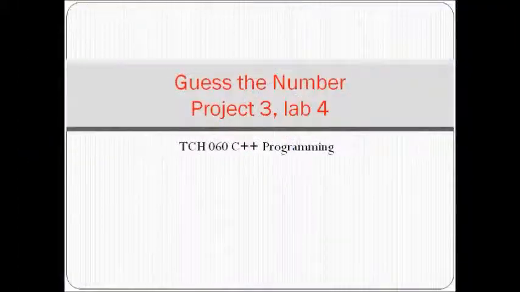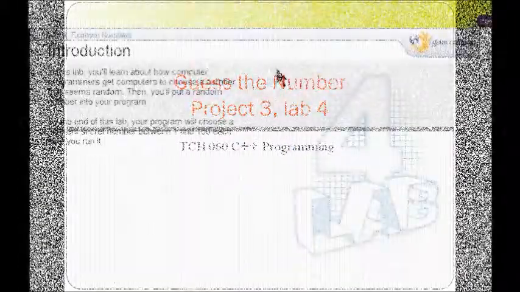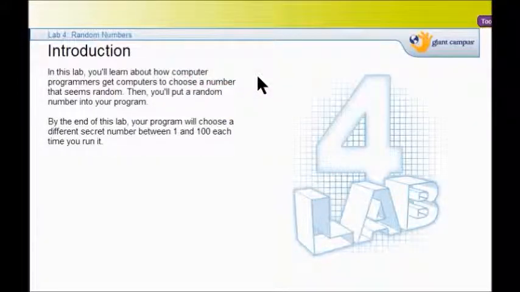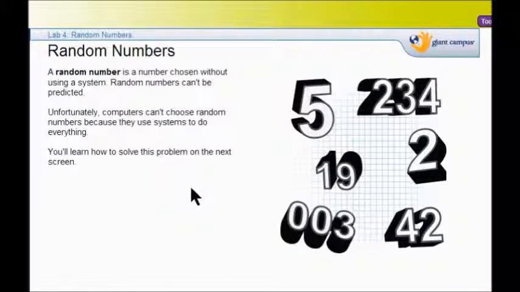In lab 4, we're going to learn about how computer programmers work with random numbers. So by the end of this lab, the program is going to choose the secret number between 1 and 100 each time you run it. A random number is a number chosen without using any kind of system. Random numbers you can't predict. But you can't do that with computers, so you've got to use a system. And we do different things to solve this problem.